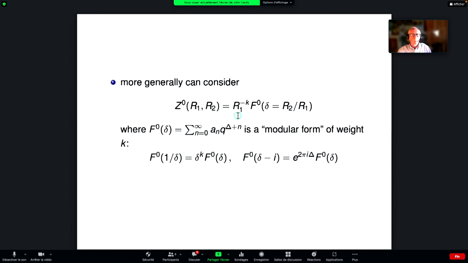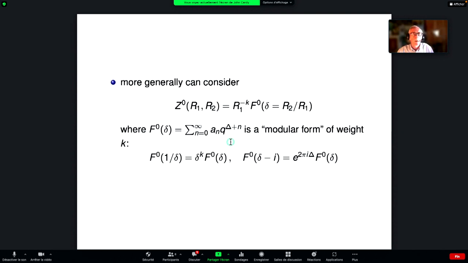a more general object, which is related, instead of the Dedekind eta function here, raised to the power minus c over 2, we can think of any, quote, modular form of weight k, which means that when delta goes to 1 over delta, then it gets multiplied by delta to the k. I should say here that I'm using delta instead of the more conventional tau. So my delta is i times tau. So these things are defined in the right half delta plane that corresponds to the upper half tau plane, so that the modulus of Q is smaller than 1.